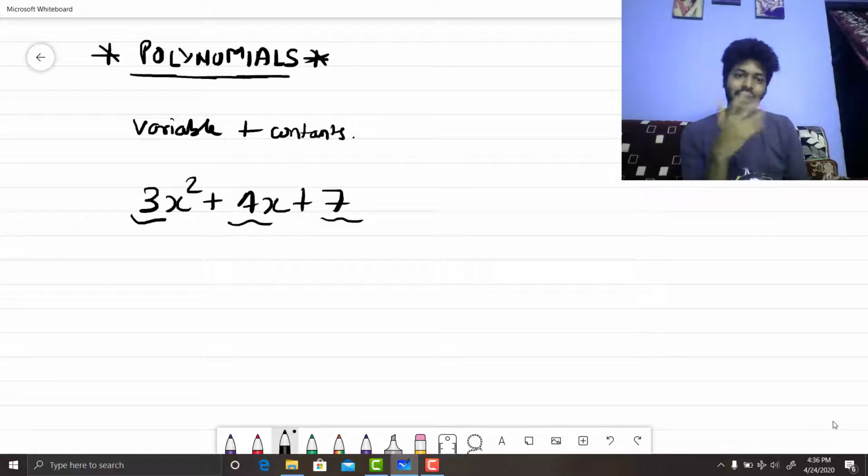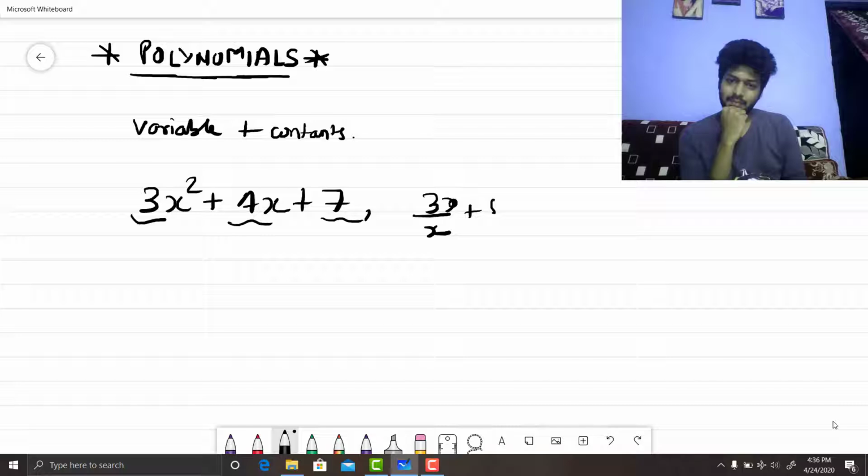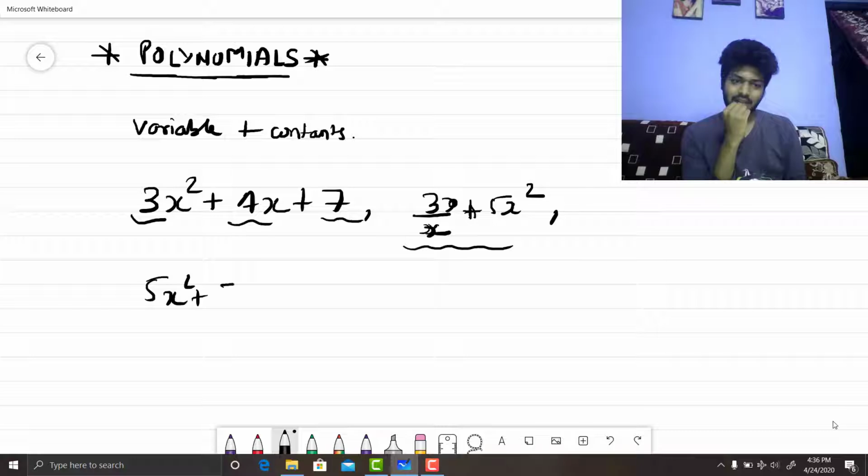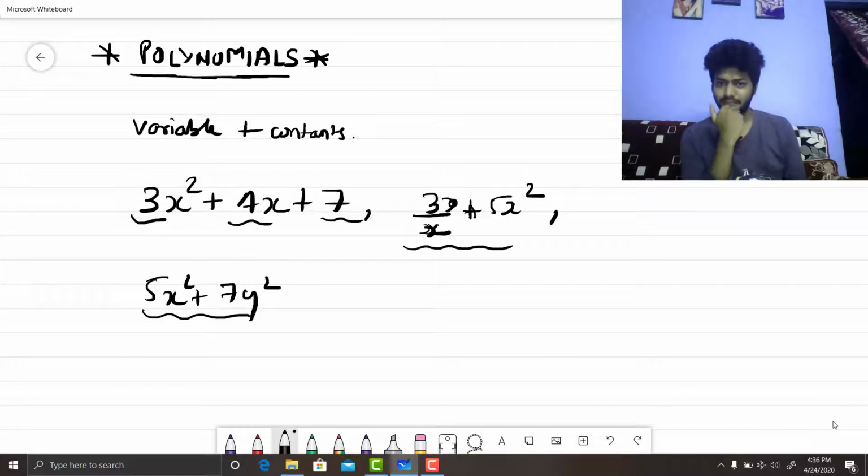Now, why am I telling you this? If I consider another algebraic expression, let us say 3 upon x plus 5x square, this also satisfies the criteria for an algebraic expression because it contains variables and constants. So this is also an algebraic expression. Let me write another one: 5x square plus 7y square. This is also an algebraic expression containing two terms.